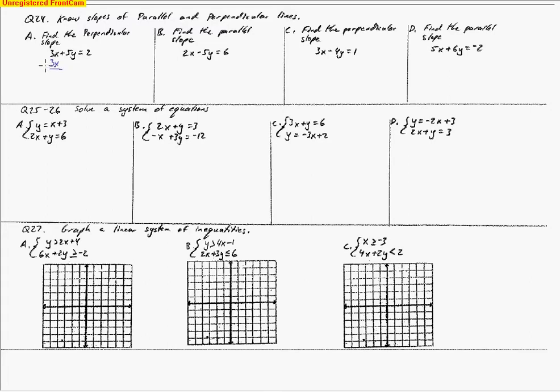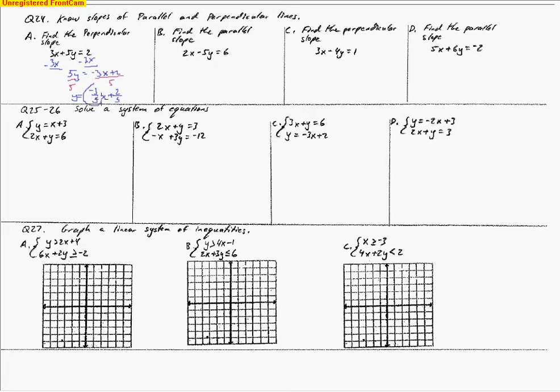I'm going to move this 3x to the other side. And when I do that, I'm left with 5y equals negative 3x plus 2. Then I just have one step, and that's to divide by 5. Really, we have to divide every number by 5, but all we care about is the slope of this line. And that's what we get here, negative 3/5 x, and then plus 2 over 5. So the slope is this negative 3/5.